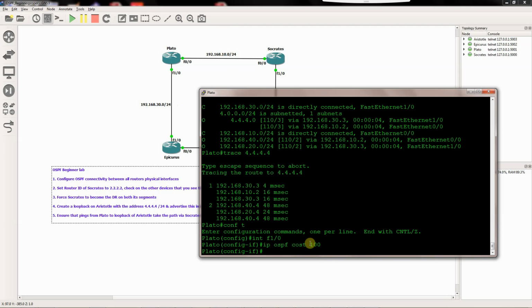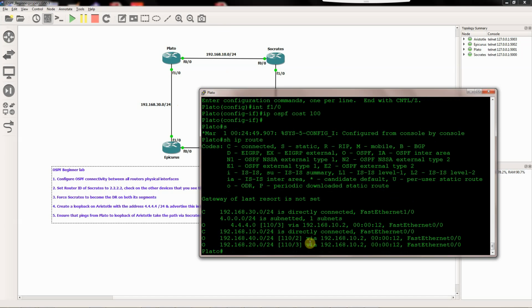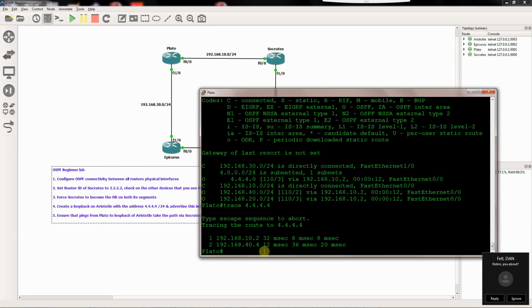So if we now take a look, you can see that to reach the 4 network we only have the 1 path, and I can also prove that to you now. As you can see, it's now only taking the path between 2 and then 4.